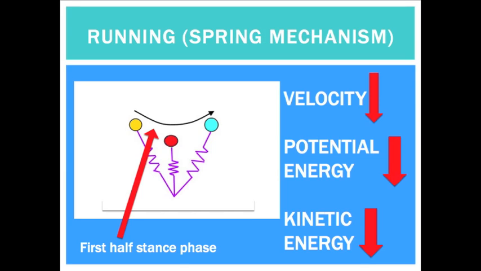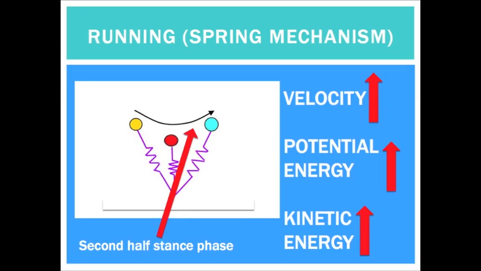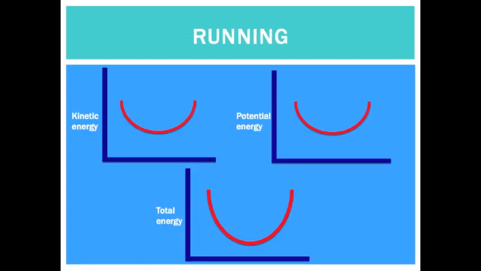In the first half of stance phase, there is a decrease in both velocity and potential and kinetic energy. The hip is at the lowest point during mid-stance in order to preload the muscle and joint. During the second half of stance phase, velocity and potential and kinetic energy increase. The elastic energy stored in the leg is used to propel you forward while running, much like a spring. Therefore, since kinetic and potential energy are in phase with each other, the total energy in running decreases in the first half and increases in the second half.